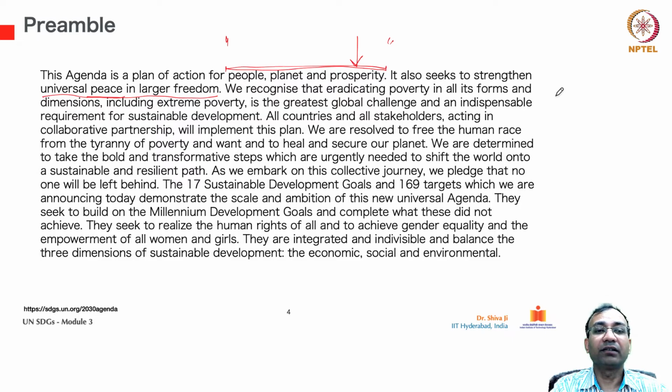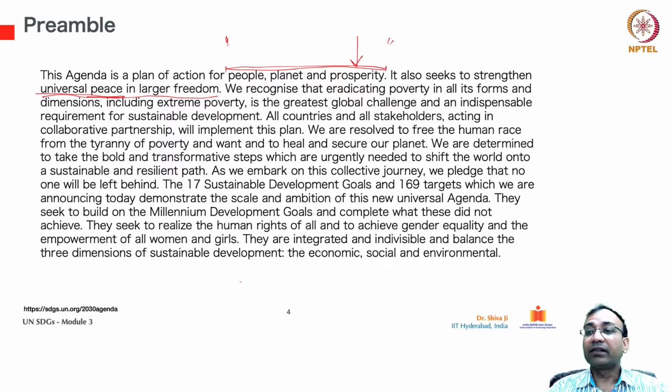Universal peace. So peace for everybody, all the countries and every community, with larger freedom, that there is liberty, freedom of expression, freedom of accessing opportunities, freedom of sharing with each other, freedom of sharing the resources, and being part of this inclusive growth and development.